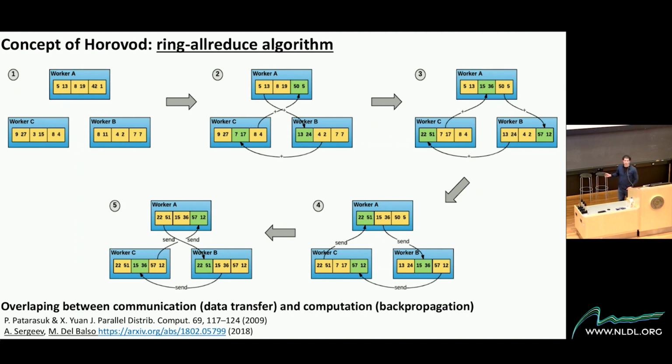So that's how the average gradient is computed in Horovod. It's using this ring all-reduce. And the way this algorithm is designed, as in this picture, is that you can overlap communication, which means you can transfer the data but at the same time do computation, which makes it even more optimal. So let's see how much time we have.